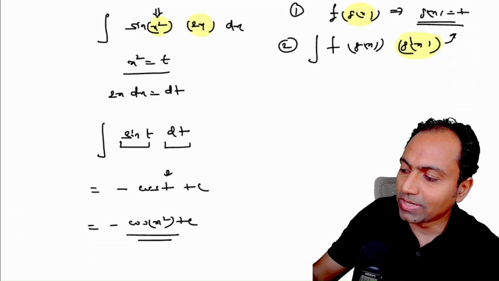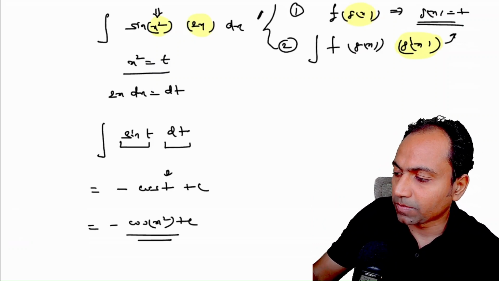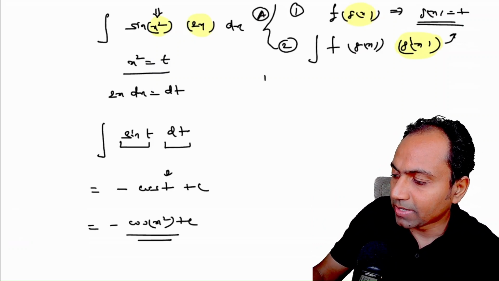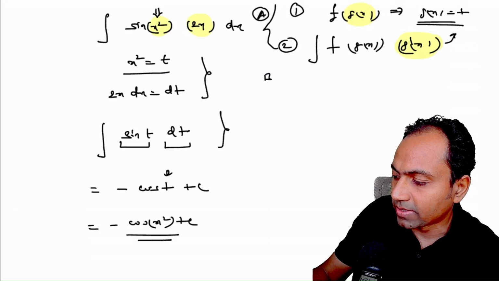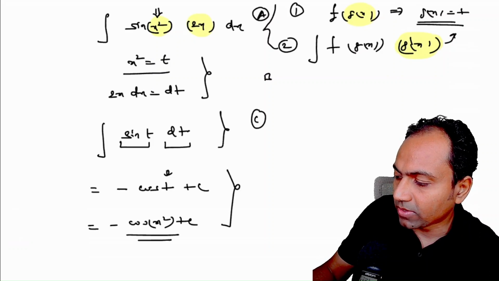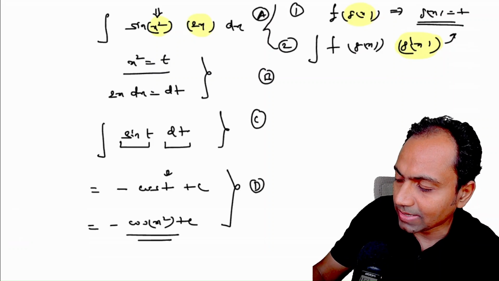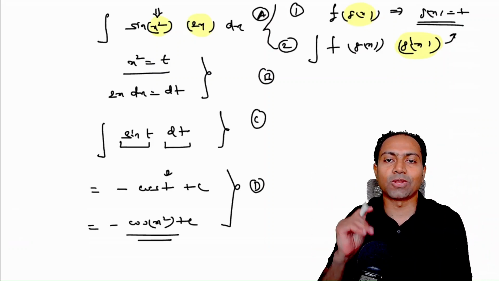So this is usually the first part of the question, or part A of the question. In part B, we will put that equal to t like we did here. And in C, then we will integrate. And in part D, we are going to resubstitute it. So you can see that in 4 simple steps, we will be able to solve all such questions.